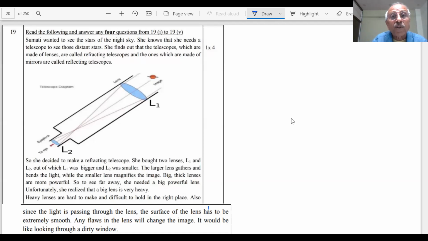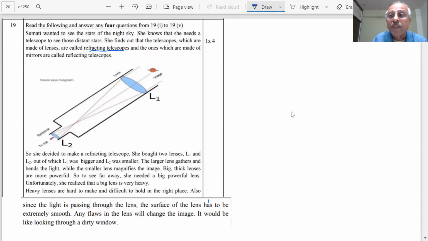Further, she finds out that telescopes which are made up of lenses are called refracting telescopes. Please make sure that you pay attention to each and every word, student. Refracting telescopes are those which use lenses, and those which use mirrors are called reflecting telescopes. So here is a picture, student.